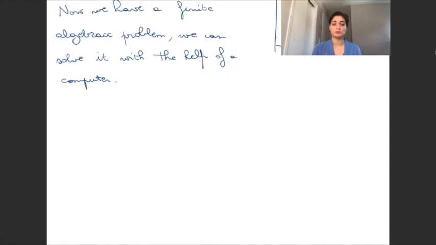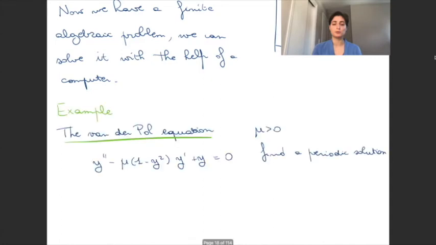Now we have an algebraic problem. It's finite, so we can use a computer to solve it. So let's try to work through an example. A famous equation that always has a periodic solution is called the van der Pol equation. It's this second order homogeneous ODE. We know it has a periodic solution, so we'll try to find it.